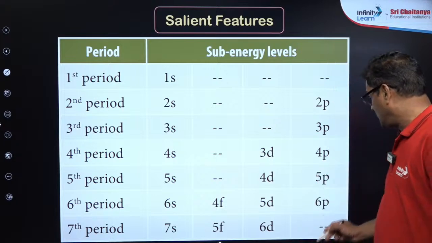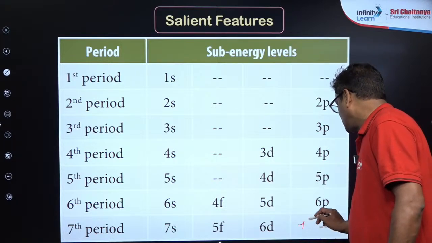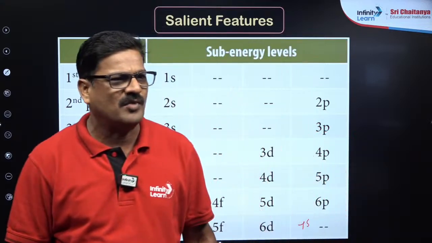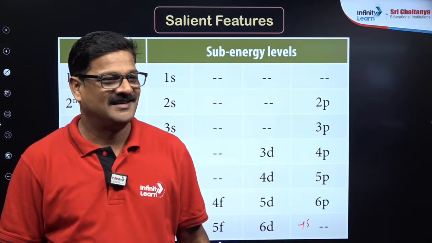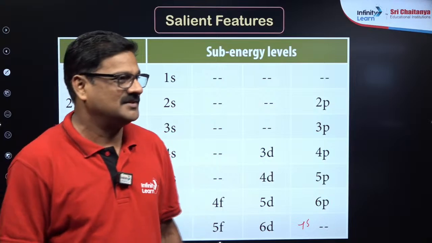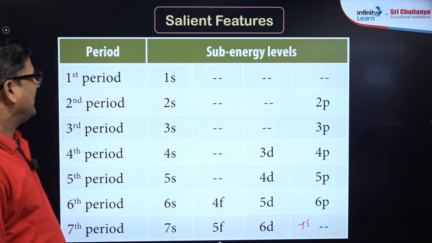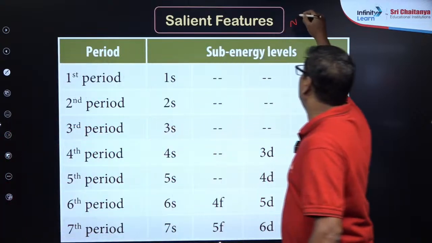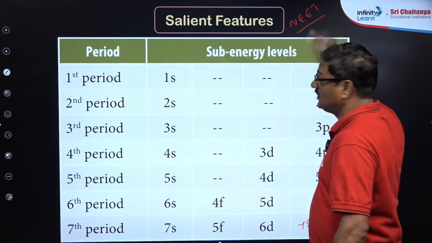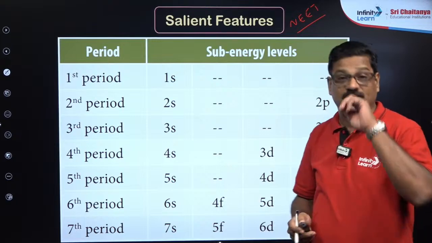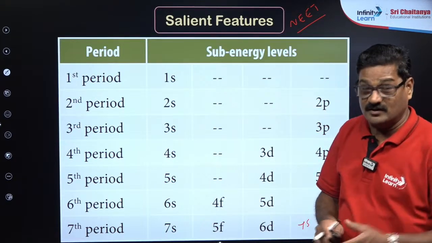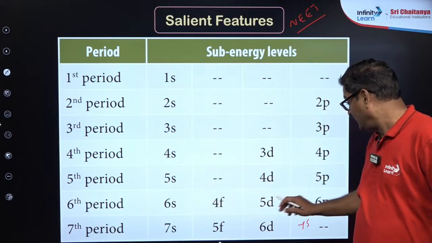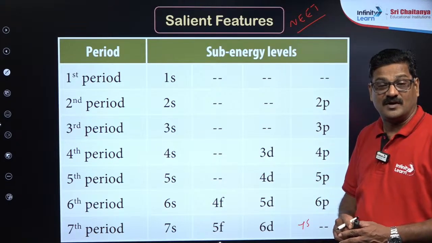Earlier it was believed to be incomplete, but it is completed now. So this is the electronic configuration. So how will questions on this table come in the NEET examination? Which of the following orbitals are filled in period 6? 6s 4f 5d 6p. Now you have to pick correctly.